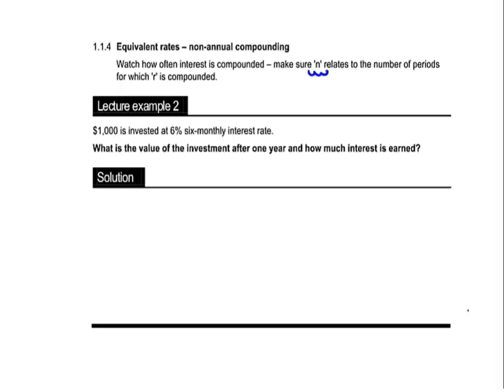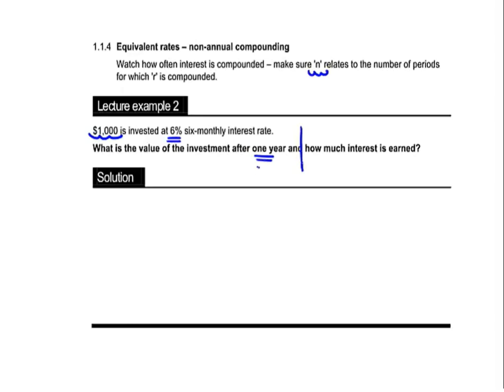This is shown in lecture example 2, where we've got $1,000 and it's being invested to earn interest of 6% per 6-month period. And we want to know how much the investment is going to be worth after 1 year. There are 2 parts to this requirement because we want to know how much the investment is, but we also want to know the amount of interest. So again, it's still really important to read the question carefully to make sure that you are giving the right answer.